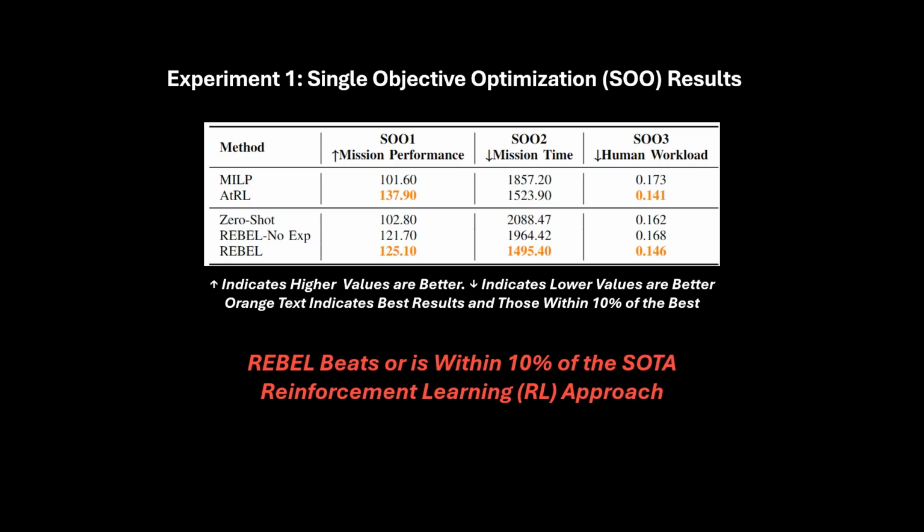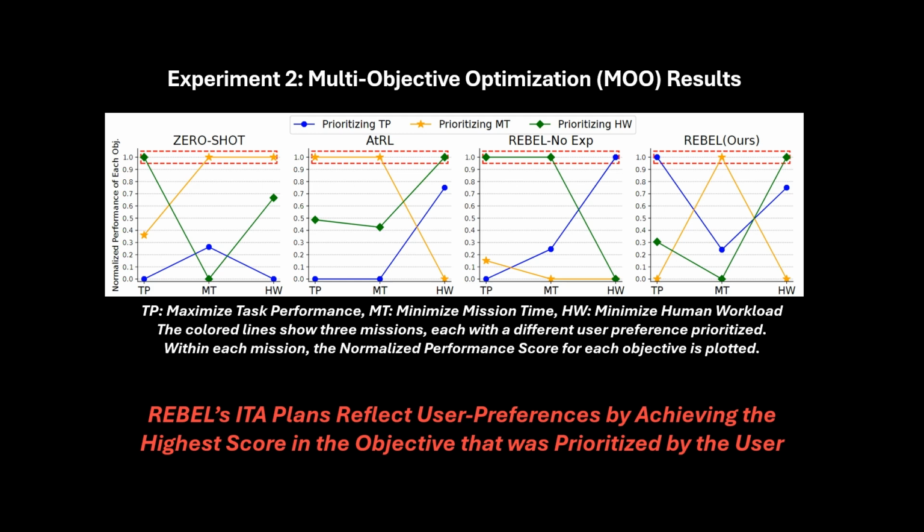In the first experiment, the user specifies only one objective to be optimized. The results shown here demonstrate REBEL beats or is within 10% of ATRL, the SOTA reinforcement learning approach. In the second experiment, the user specifies a combination of 3 objectives to be optimized with various priority levels. The results show that REBEL is the only approach that accurately reflects user preferences by achieving the highest scores in the objectives prioritized by the user.